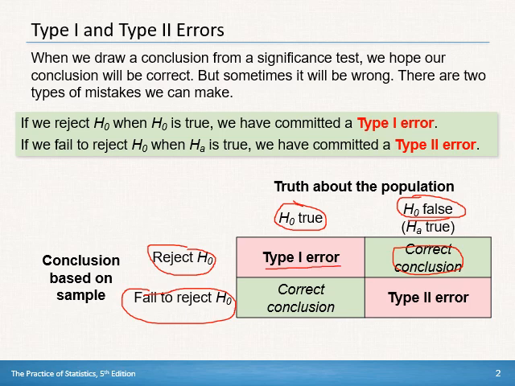The other two options are that we fail to reject the null hypothesis. So the data is such that it tells us, the statistic, that we should not reject the null hypothesis, that we fail to reject it. And when it is actually the null hypothesis is true, then we've done the correct conclusion. However, if the data is such that the statistic tells us that we should fail to reject it, but it's actually false, then we've committed a type 2 error.